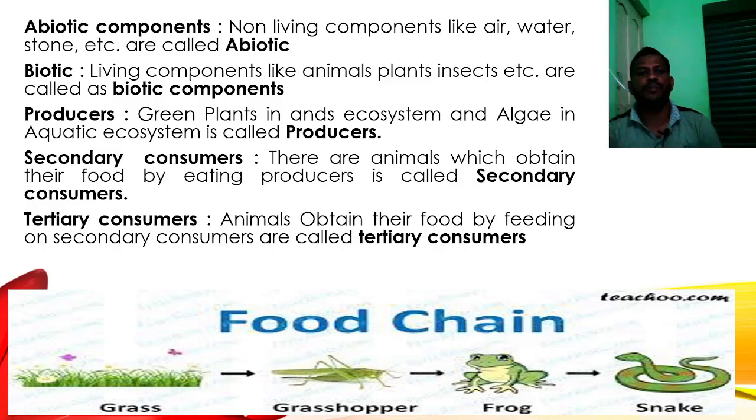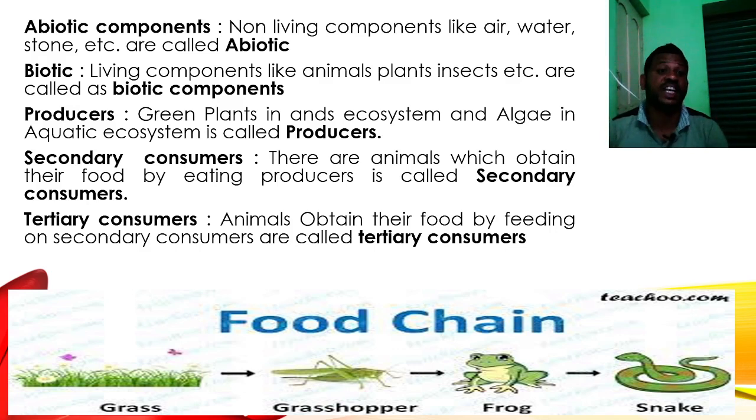If we move further, we just saw the abiotic components. Abiotic components mean non-living components like air, water, stone, etc. They are called abiotic because they don't have life. Biotic components mean living components like animals, plants, insects, etc. Even we are biotic components, which have life.